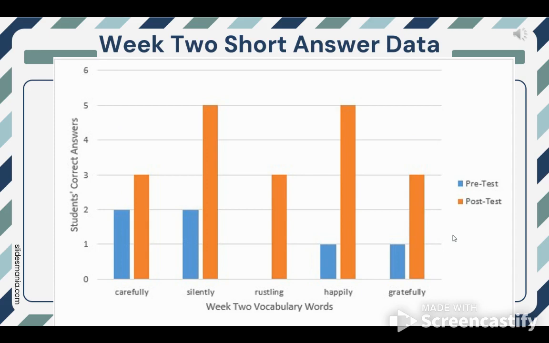No students were able to define rustling, and then one student for happily and gratefully was able to define those words on the pretest. And then for the post-test, 3 students were able to define carefully correctly. 5 students were able to define silently and happily correctly. And then 3 students were able to define rustling and gratefully correctly.